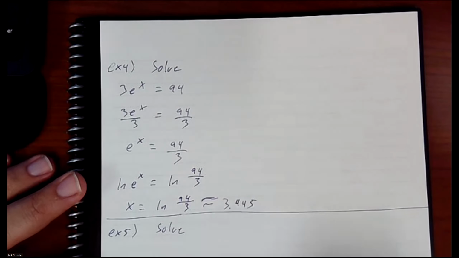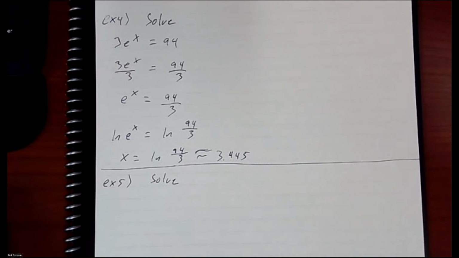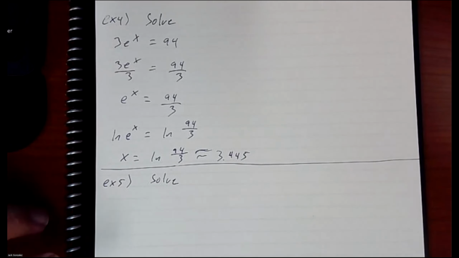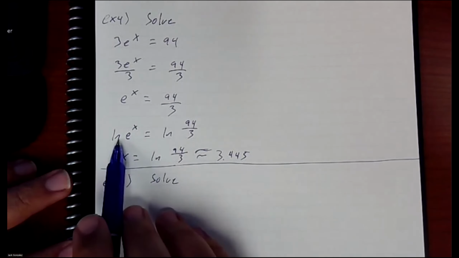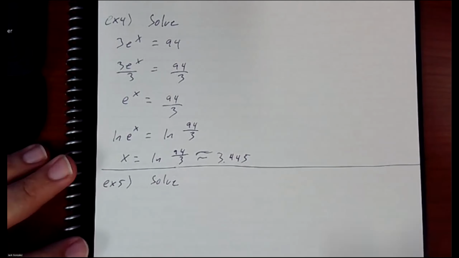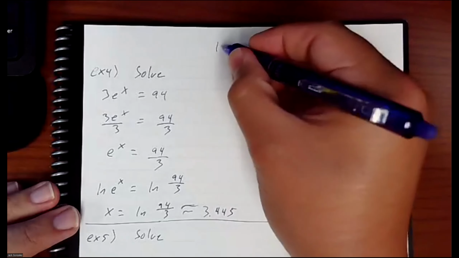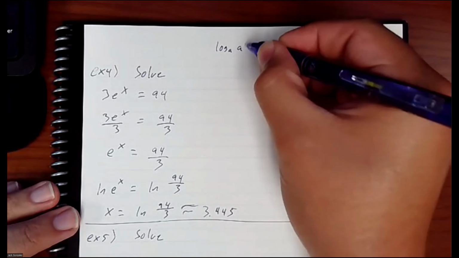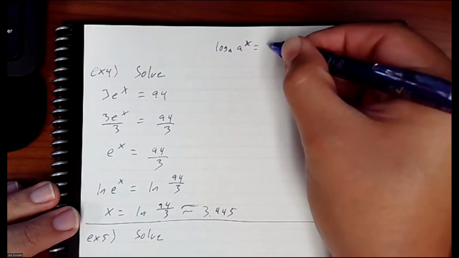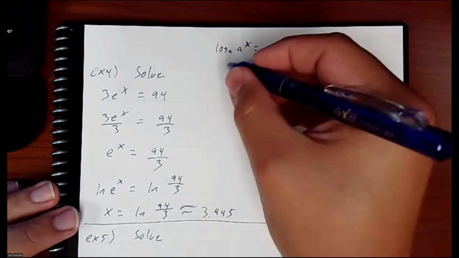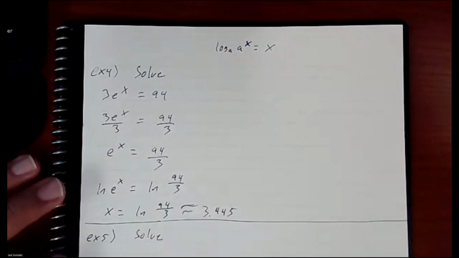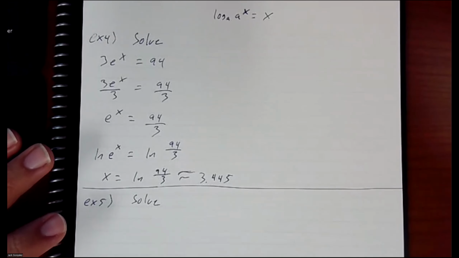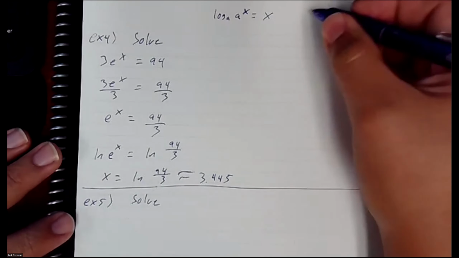Any questions on 4? So what do you do with the e? It cancels because ln and e are inverses. So right here, the property that happened was this. If they match, you get whatever's up here. So ln and e is this scenario. Just remember, what is ln?